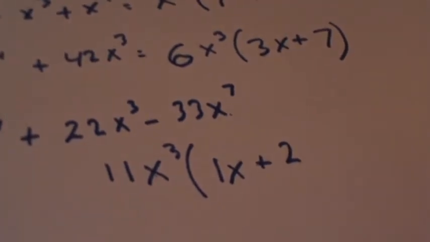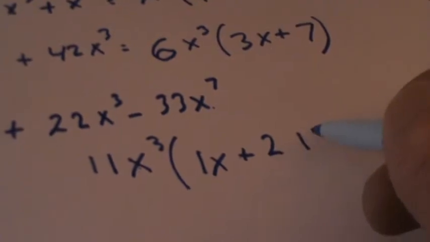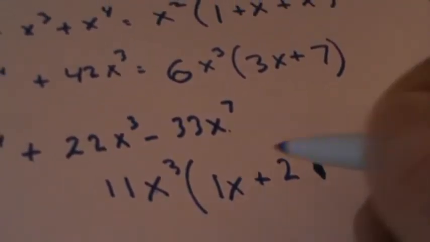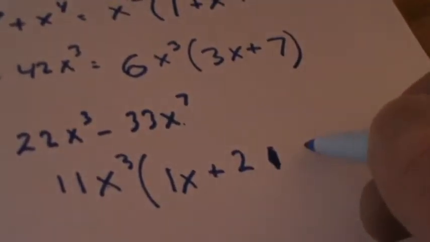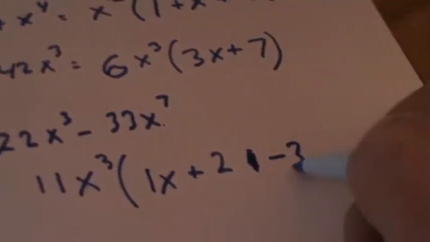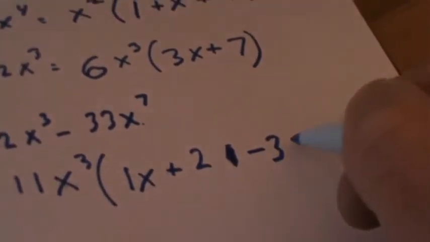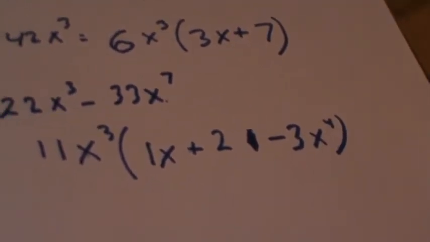If there's already a coefficient there, we just leave it as it is and move on down to the next one. Now the next thing we want to say to ourselves is, 11 times what gives you 33? It turns out to be negative 3. Now x to the third times what gives you x to the 7? It turns out to be x to the fourth. And there's our answer right there.